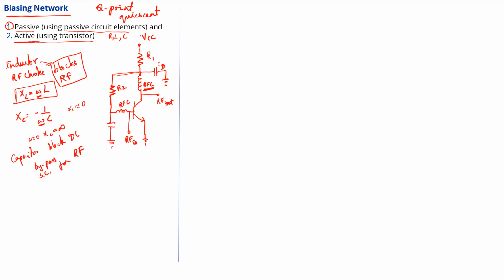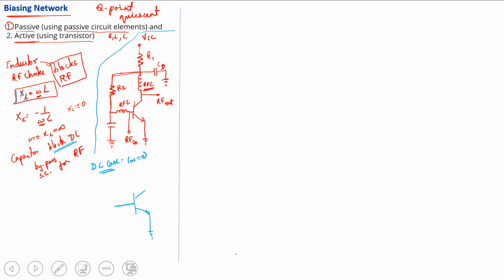Based on that, we can analyze any transistor circuit that you see here, for example what's given here with a certain bias condition of VCC, R1, R2 and the choke. If we were to analyze this circuit for the DC case, then for DC the inductor is going to be a short circuit, because omega equals 0, while for RF it would have been an open circuit. The capacitor would have been an open circuit for DC.